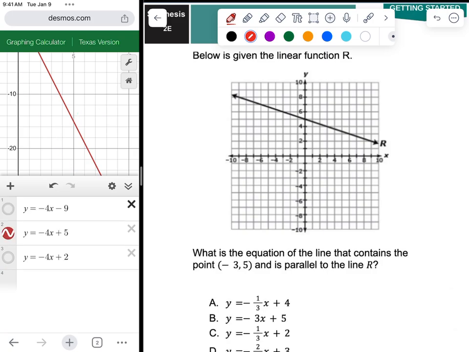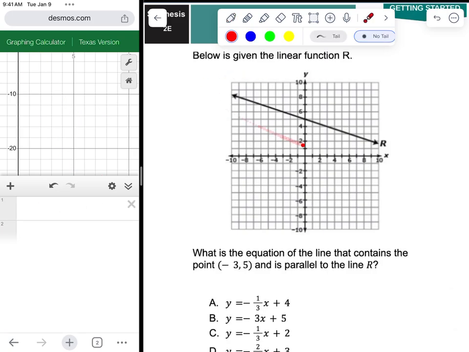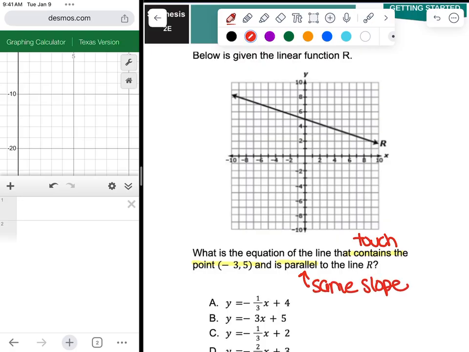All right, below is given linear function r. So we have a graph here. What is the equation of the line that contains the point negative 3, 5 and is parallel to the line r? All right, contains is going to mean touch as well. That's the same thing as pass through. And parallel, you should know at this point, everyone say it with me, means same slope. Very good, everybody. That was amazing.